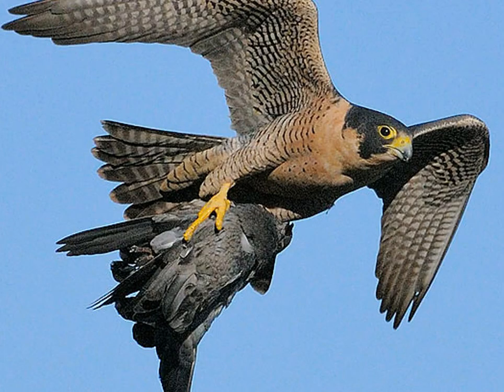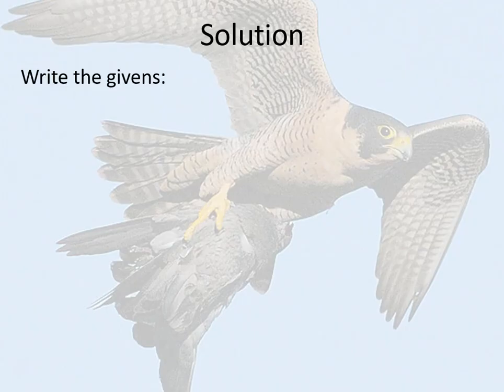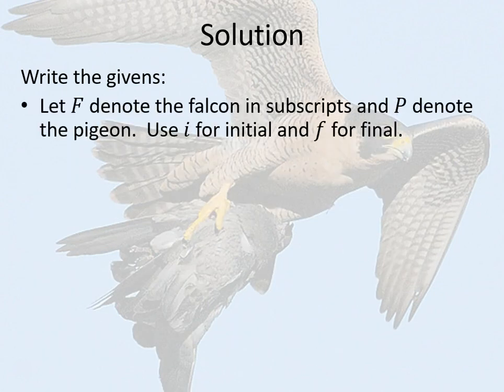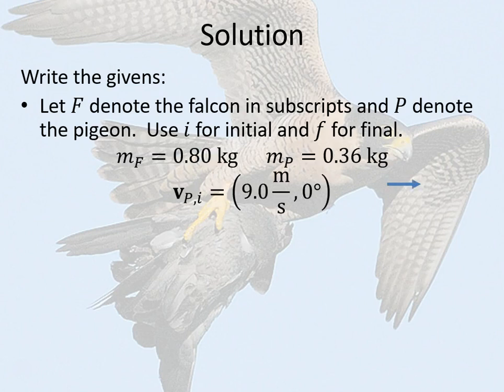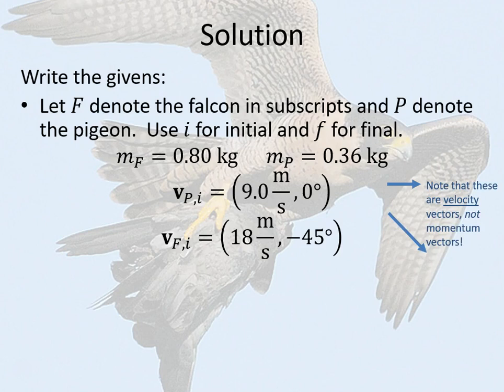So here we have our bird. So we read our givens. So I'm going to denote F and P as falcon and pigeon respectively, and i and f as initial and final, lowercase in that case. So I write the masses and also the initial velocity vectors. And I draw the initial velocity vectors here just to give an idea of what they're going to look like. But note that these are velocity vectors, not momentum vectors.